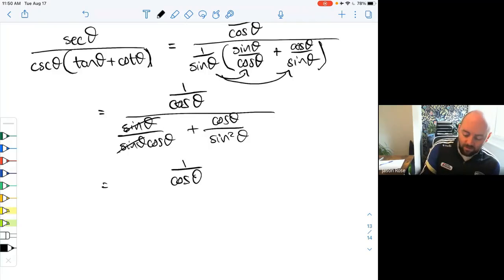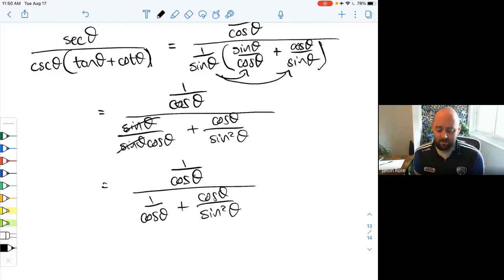And now I have 1 over cosine theta on top divided by 1 over cosine theta plus cosine theta over sine squared theta. That might have made it kind of hard. No, we can still go somewhere from here. If we multiply by... Yeah, we can still go somewhere from here. What would be the next step you're thinking about here?